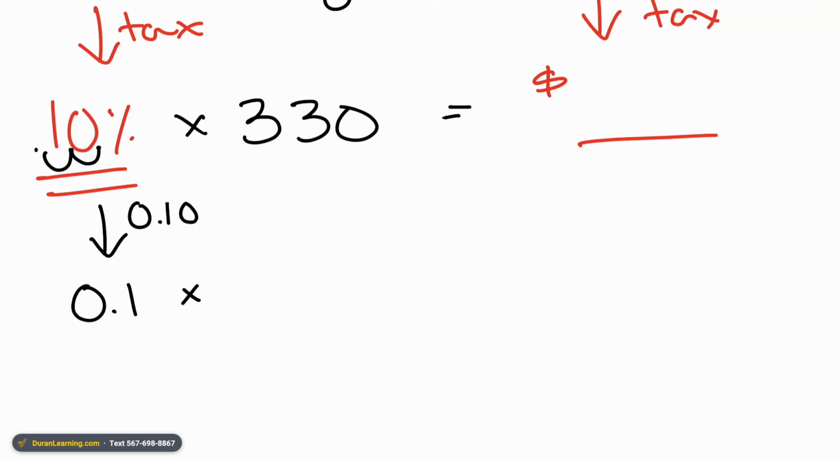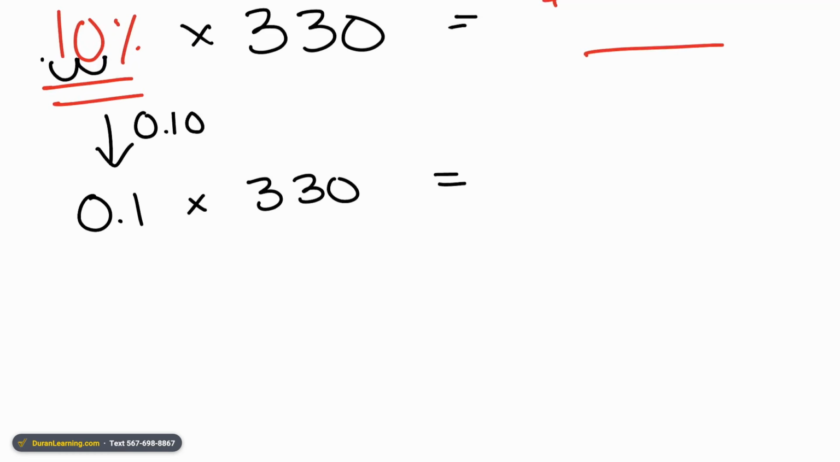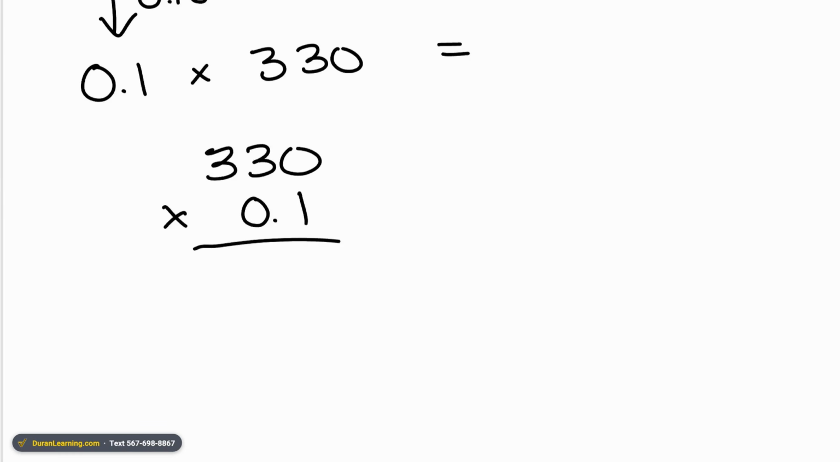And then from here, we have 330. And so now that's all we really have to do. 330 multiplied by 0.1, which is super straightforward. What you're going to do is multiply like normal. 0 times 1, 3 times 1, 3 times 1. And then what you do at the end is bring your decimals back. So it's not 330, but 33.